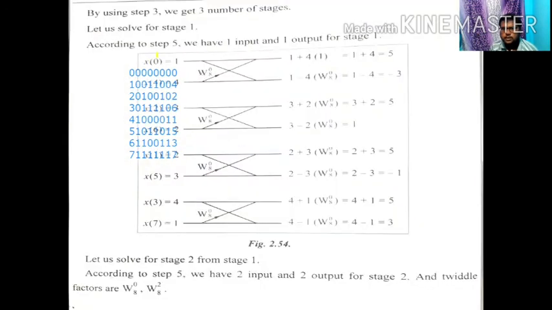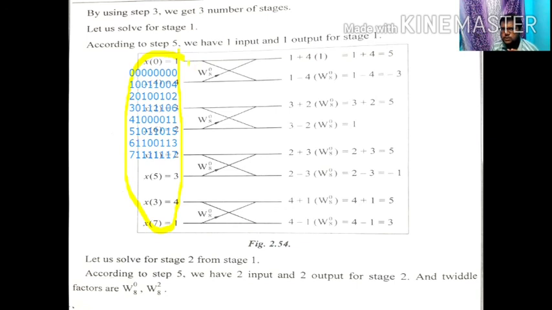So this is our input sequence. The input sequence should be taken in bit reverse order: X of 0, X of 4, X of 2, X of 6. Next, X of 1, X of 5, X of 3, X of 7. First you have to write the twiddle factors.